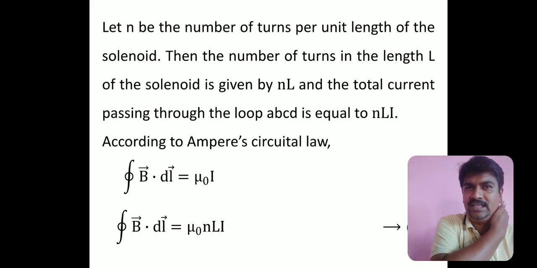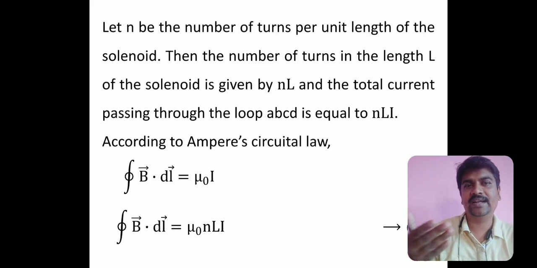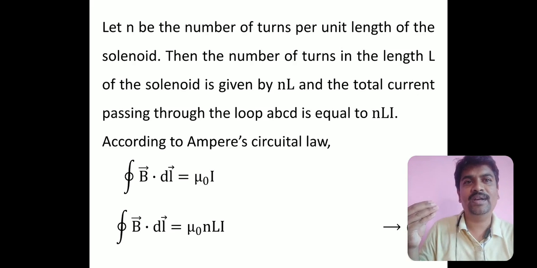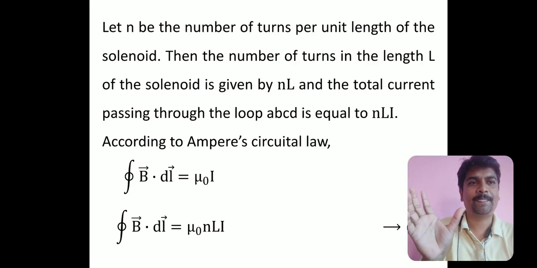It is simply like how I calculate: if 1 kg sugar is 40 rupees, what will be the value of 5 kg sugar? For 5 kg sugar, it is simply 40 into 5. So exactly in a similar way I can do it here also. For unit length we have n number of turns. For length L, it is n into L.